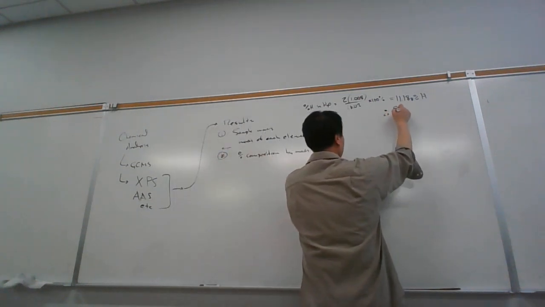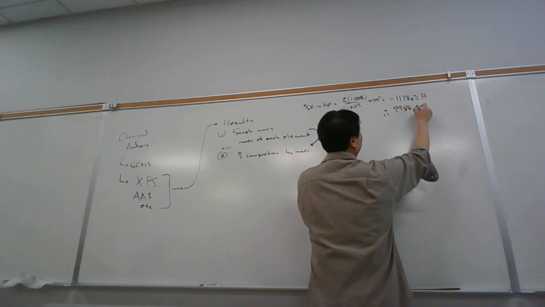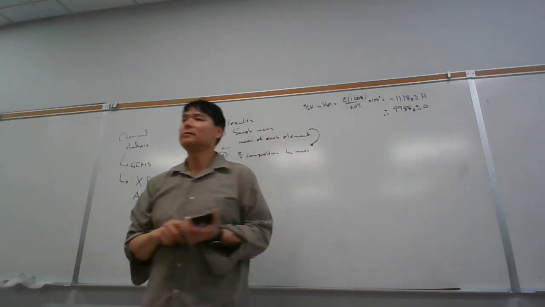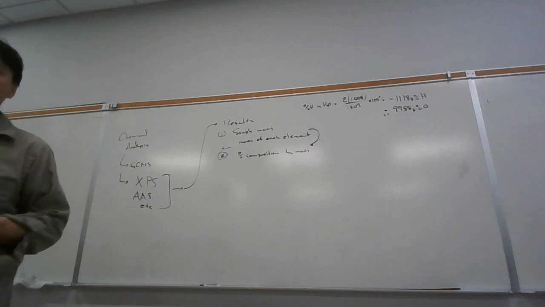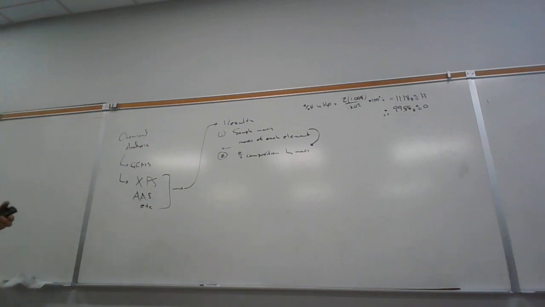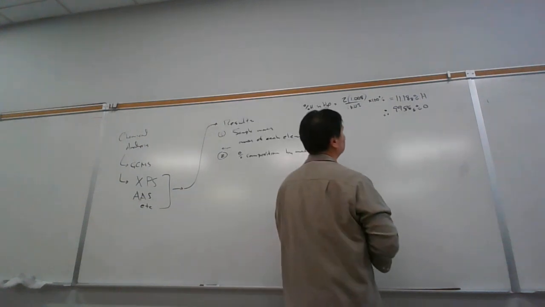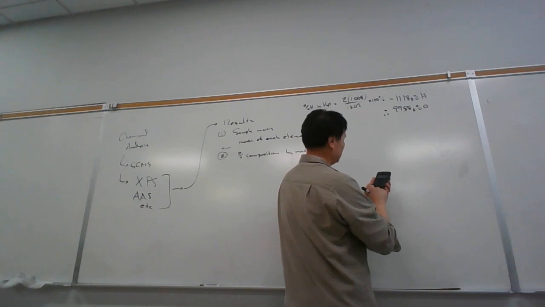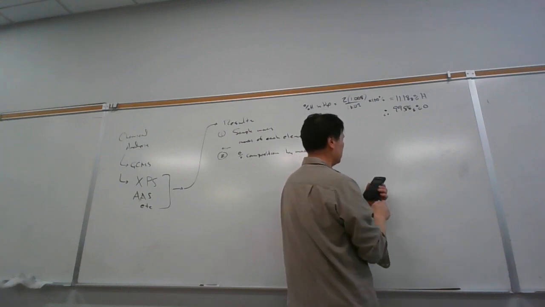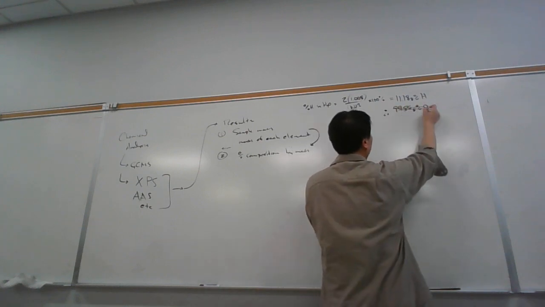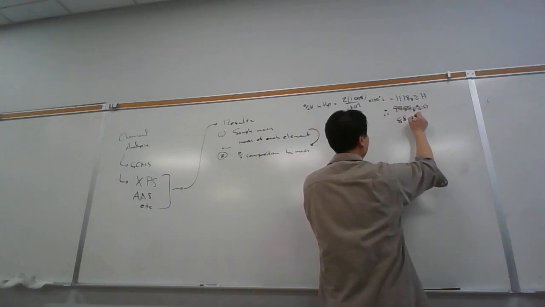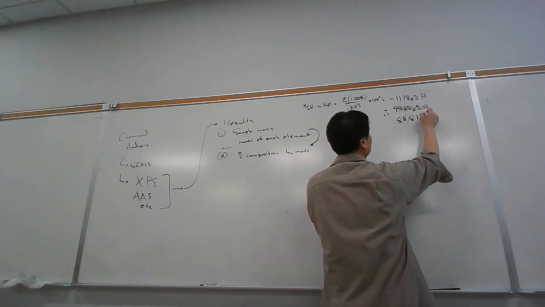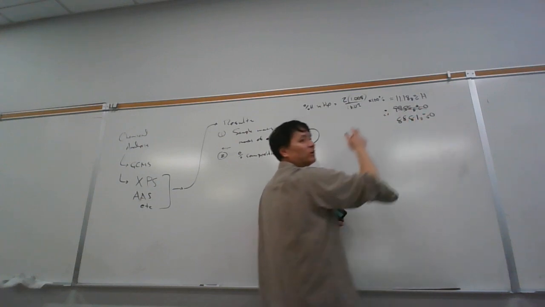Therefore, it's got to be 99.888% oxygen, right? Because there's nothing else in there, just hydrogen and oxygen. Oh, not 99, 89, or 88. Did I get that wrong? It can't be 99. It's going to be 100 minus 11.188. Sorry, I got it wrong. It's 88.812% oxygen. They have to add up to 100%.